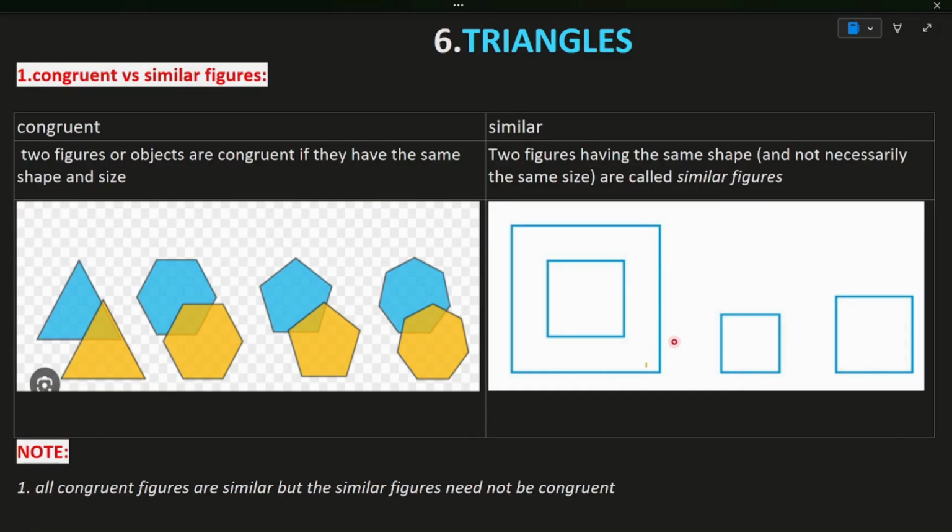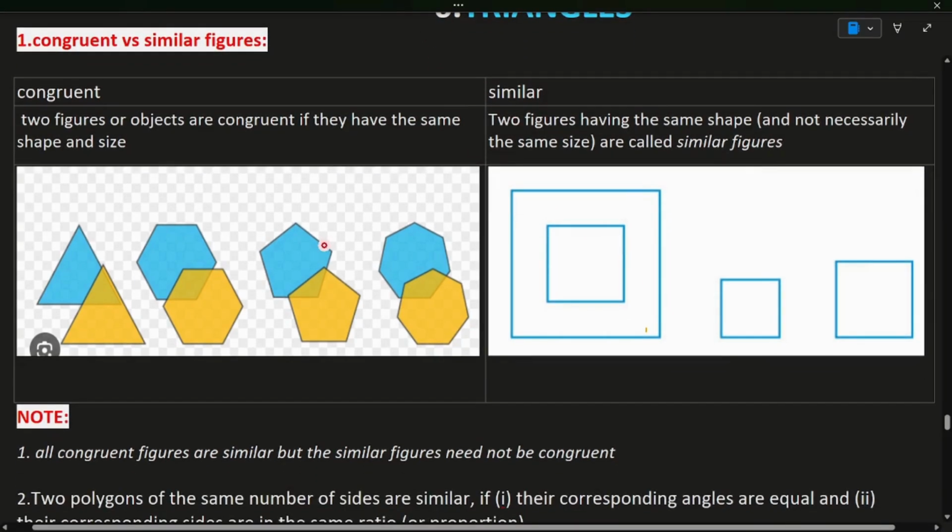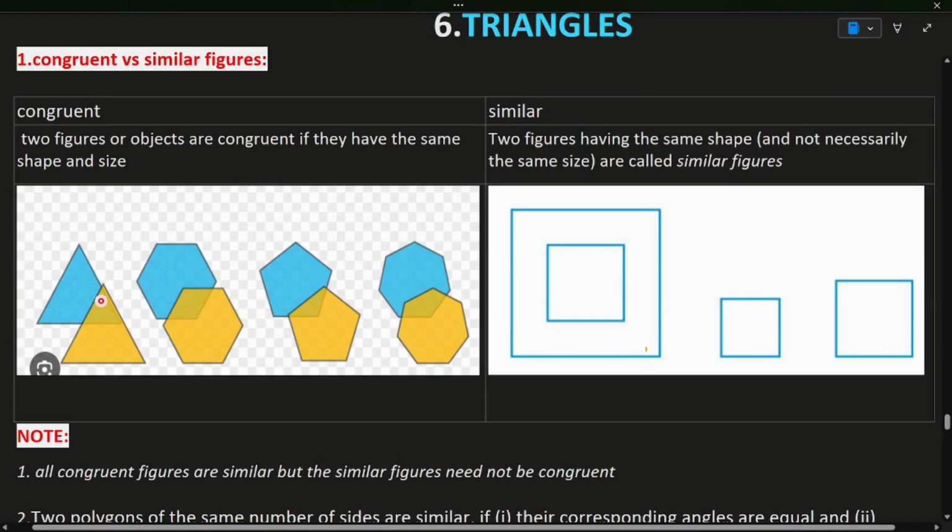The topic we'll discuss today is triangles. What is a triangle? A triangle is any two-dimensional figure which has three sides and three angles. For example, take this yellow triangle. It has three sides. This is side 1, this is side 2, this is side 3. Also, it has three angles: angle 1, angle 2, angle 3. So, any two-dimensional figure with three angles and three sides, we call a triangle.